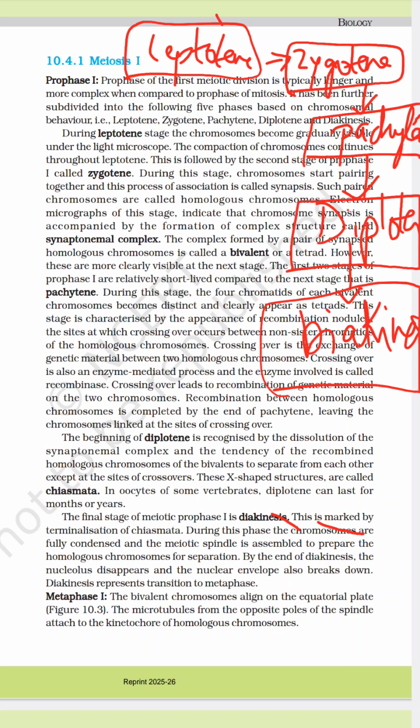Mitosis prophase is very short-lived, whereas compared to that, meiosis 1 prophase is very long because of the 5 stages: leptotene, zygotene, pachytene, diplotene and diakinesis. This is all about meiosis 1.